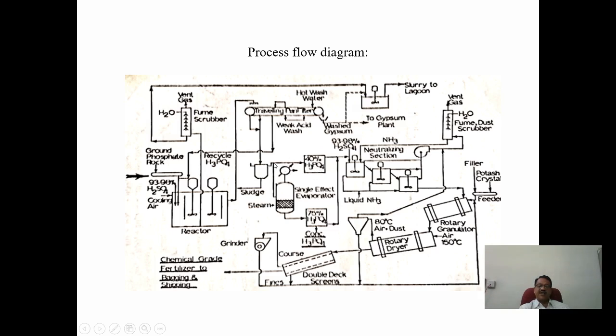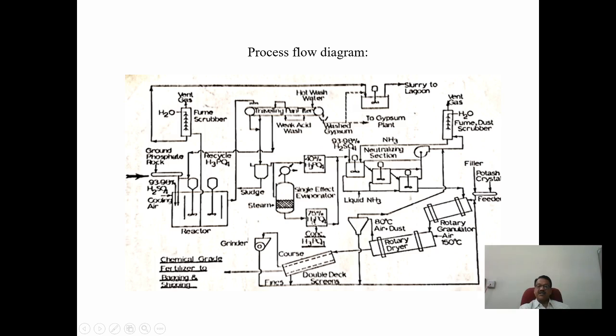If the higher concentration is desired, it is fed to a single effect evaporator, wherein the water content in the phosphoric acid is removed by evaporation, thereby the concentration of phosphoric acid is increased to 75%. It is taken out from the bottom of the single effect evaporator and it is used here, right?